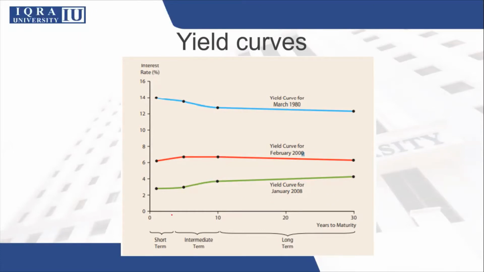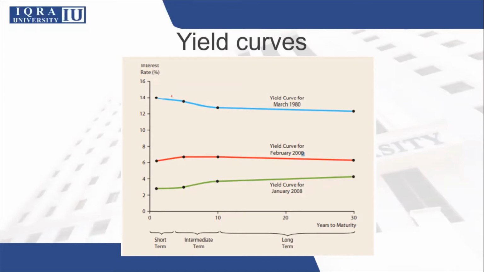On the horizontal axis, you have the years to maturity. So up to here it is short term, then you are talking about intermediate bonds, and at a maturity of 10 years, more than 10 years is considered to be a long-term bond. Then over here you have the interest rates. Now you can see that the shape of the graph is different in each and every case. There can be multiple shapes of yield curve, but we will be discussing the most common three.